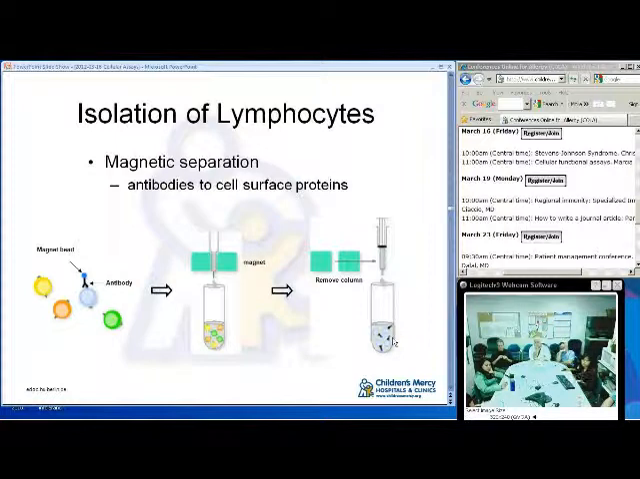And you can combine this too. So you could do the rosette first to get your T cell population. Once you have your T cell population, then you can do the magnetic separation to get, say, your CD4 population out.